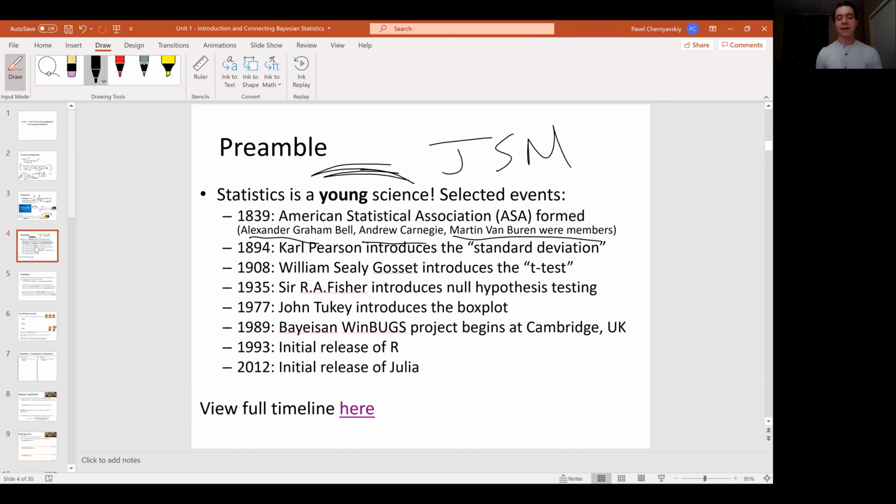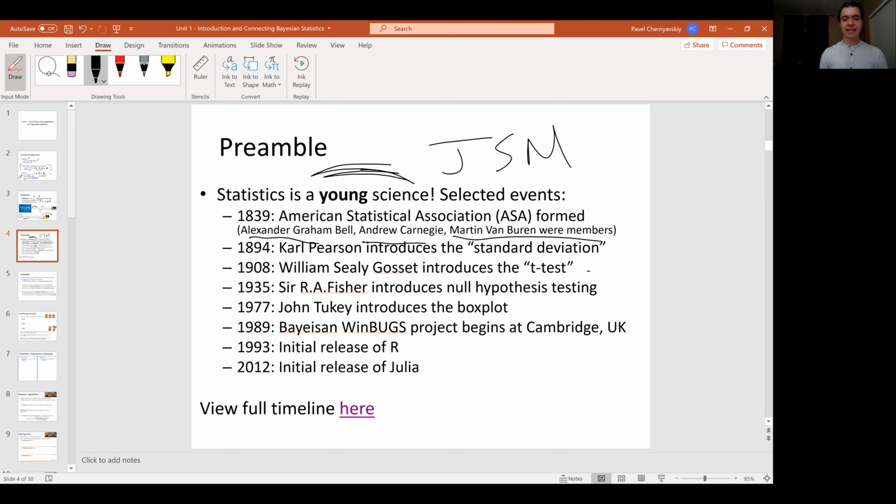1894, Karl Pearson introduces the standard deviation. We use it as if it's second nature. Maybe nerds like me do, but in 1894, this was breaking news, the standard deviation. William Sealy Gosset, the chemist from Guinness, introduces the t-test in 1908. If you're interested, you can still read the original Biometrika paper on Wikipedia. Don't. It is written in a rough English language. It's a tough read. I tried.